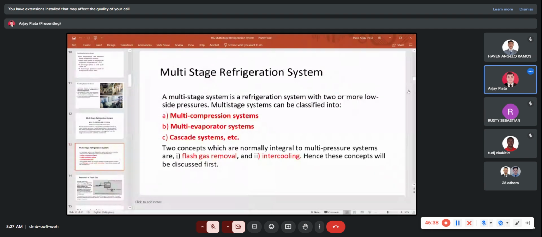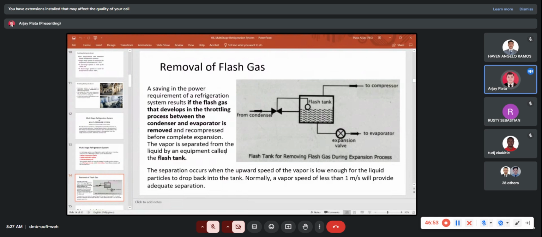So going back, we will discuss the concepts of multi-pressure systems, including flash gas. So flash gas removal. A saving in the power requirement of a refrigeration system results from removing the flash gas that develops in the throttling between condenser and evaporator. We need to remove the flash gas developed in the refrigeration system for us to save power requirement.